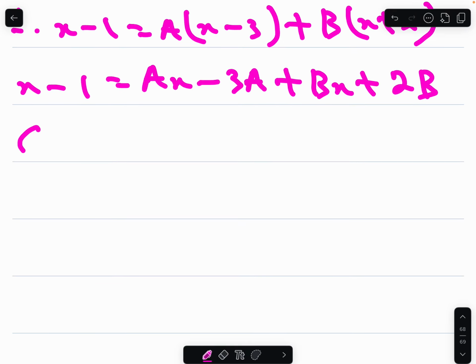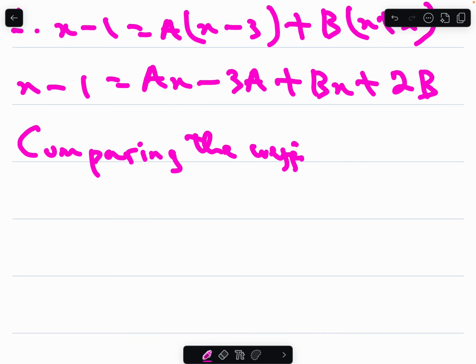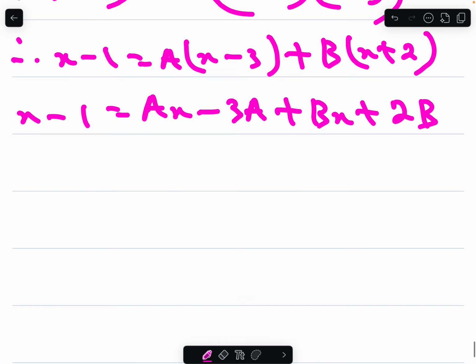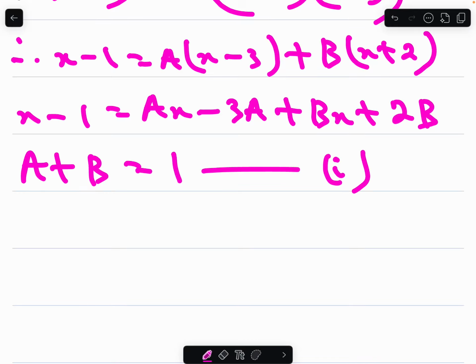Now, comparing the coefficients of x, the coefficient of x on the right hand side is a plus b. The coefficient of x on the left hand side is 1. This is the same as 1x. So that means a plus b equals 1. Let's call that equation 1.